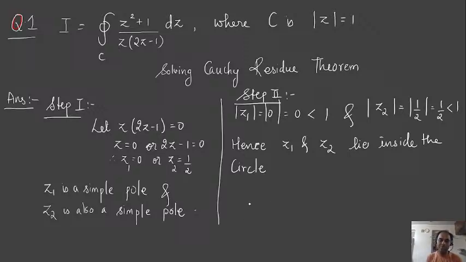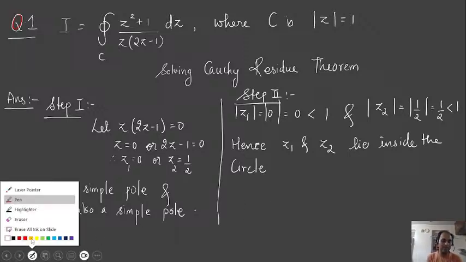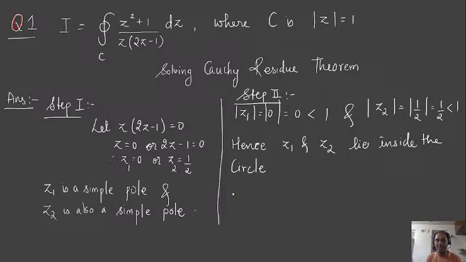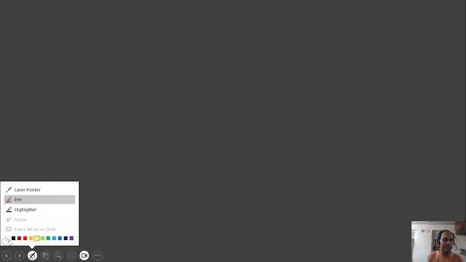At this step you can do one thing. I had told you, you can define your function. So here the function is f(z) = (z^2 + 1) / (z(2z - 1)). Now step number 3 is that we calculate the residue. Step 3 is calculation of the residue.